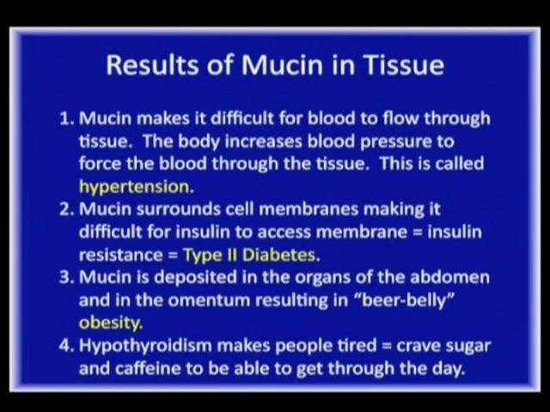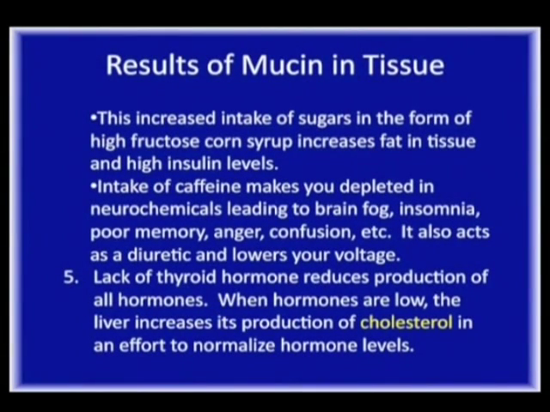Number 3, mucin is deposited in the organs of the abdomen and in the omentum, resulting in what is known as a beer belly, obesity. Hypothyroidism makes people tired. They crave sugar and caffeine to be able to get through the day. This increased intake of sugars in the form of high fructose corn syrup increases fat in tissue and creates high insulin levels. Intake of caffeine makes you depleted in neurochemicals, leading to brain fog, insomnia, poor memory, anger, confusion, etc. It also acts as a diuretic and lowers your voltage.